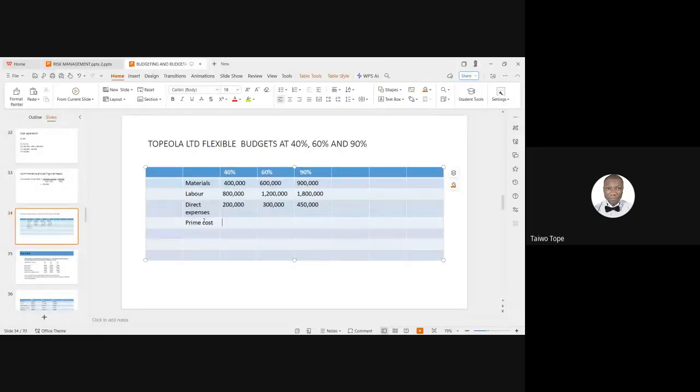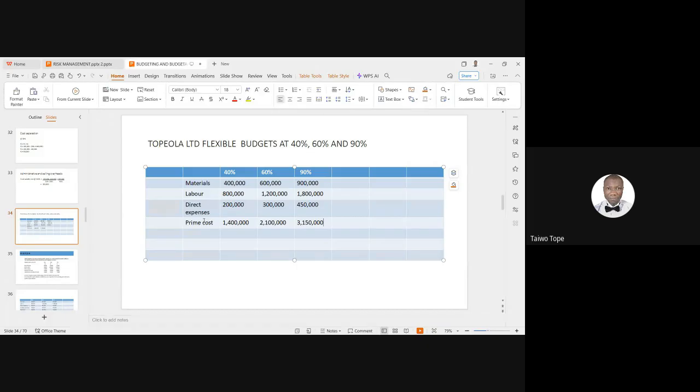If you want to do that, there is no crime in not doing that. So when you add everything, 400 plus 800 plus 200,000, you have what? 1,400,000. And you add 600 plus 1.2 plus 300, you have what? 2.1. And when you add 900 plus 1.8 plus 450, you have what? 3,150.